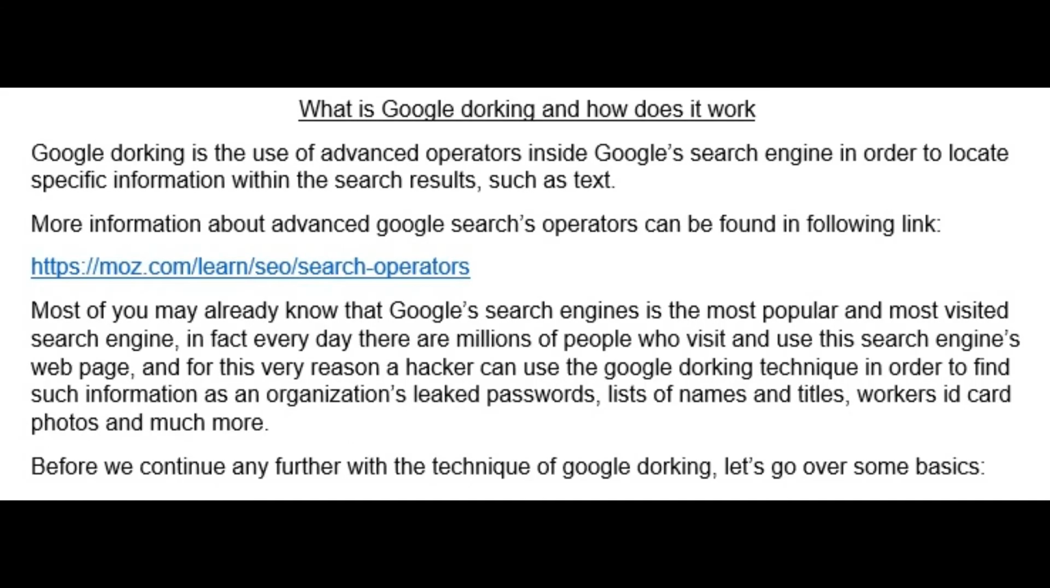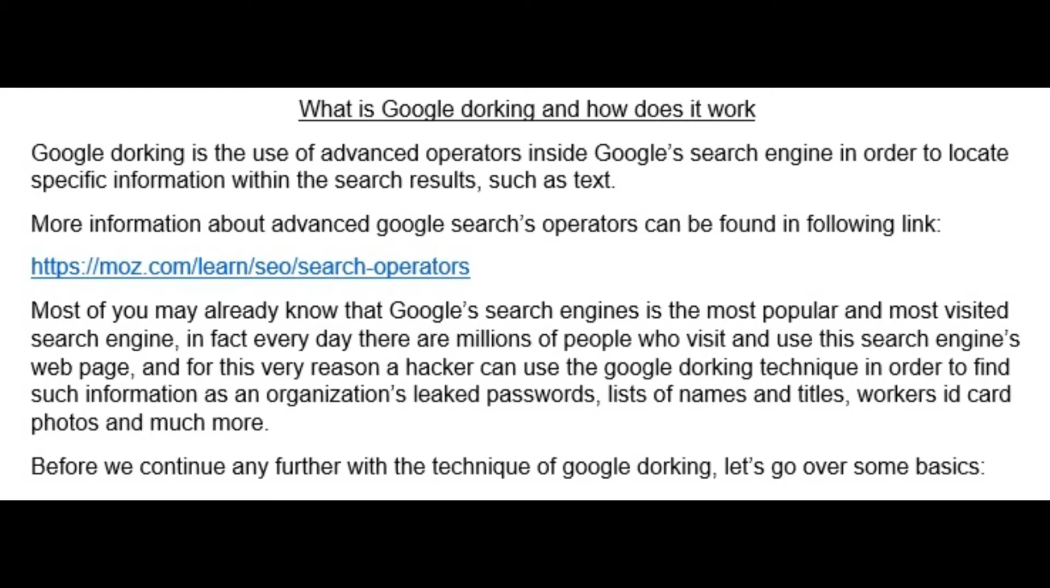What is Google Dorking and how does it work? Google Dorking is the use of advanced operators inside Google's search engine in order to locate specific information within the search results. Information such as text. Now, more information about Google's search advanced operators can be found in the link below.